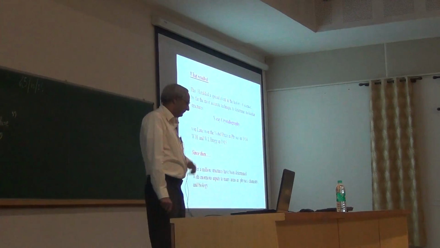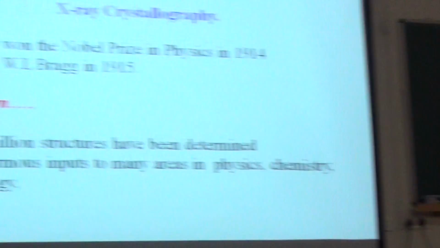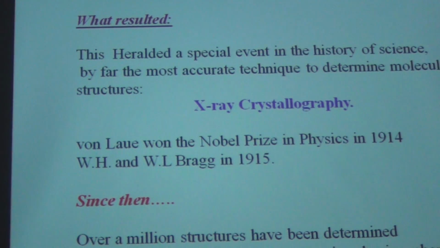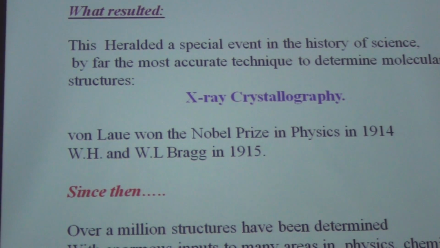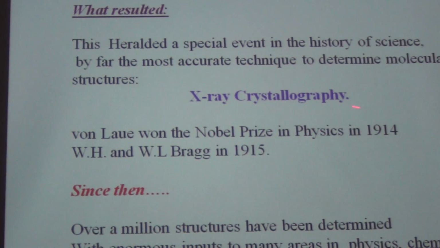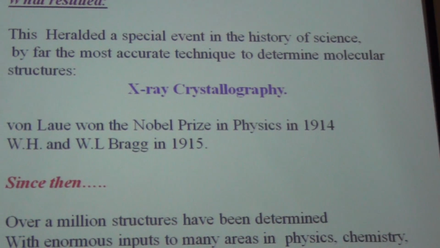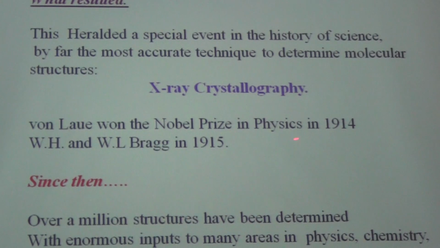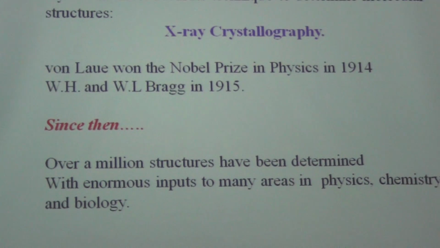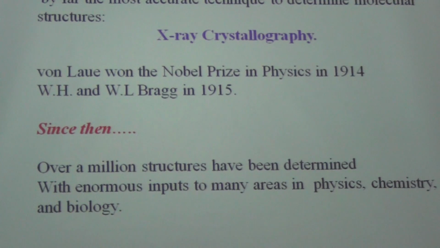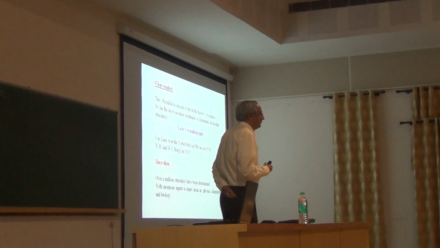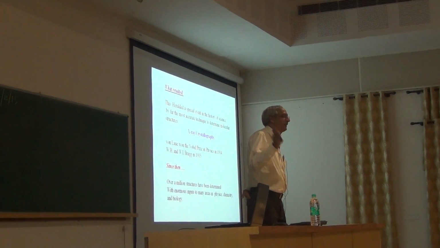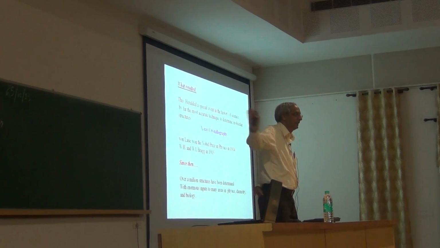Anyway, what resulted with the discovery of X-rays, and particularly X-ray diffraction, heralded a special new event in the history of science. These are very big words I put there. So X-ray crystallography was born with 2 Nobel Prizes: the first one to von Laue, and then to the father and son, Bragg. What is very interesting is that both of them did the same thing. It's nothing that somebody did very different from the other. What Laue found out in his own way was explained better and proved through an experiment by Bragg.